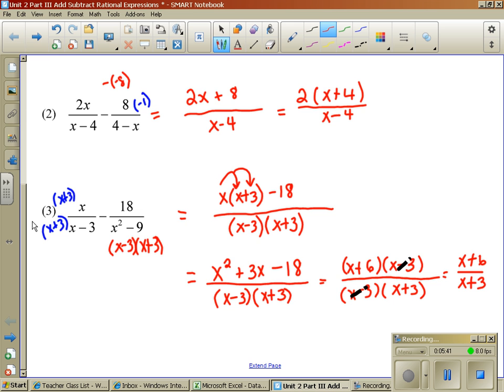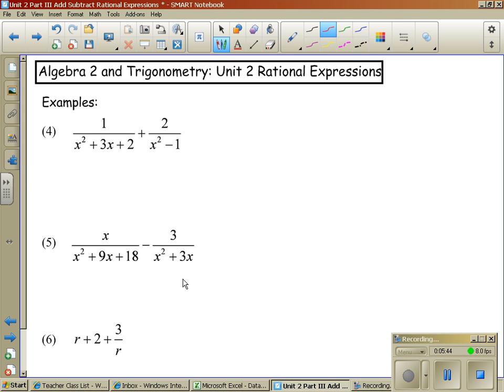Flip to the next page. Okay, again, common denominator. First thing we're going to do is factor our denominators to see what we need. So this factors to x plus 2, x plus 1. This factors to x minus 1, x plus 1. So pause the video for a moment and see if you can figure out, write down your common denominator, and then come back and see if you agree with mine.